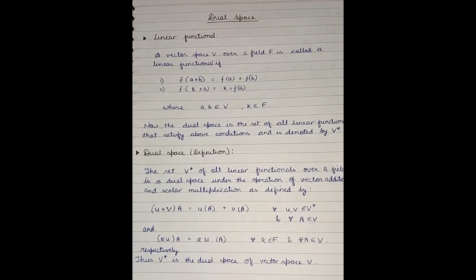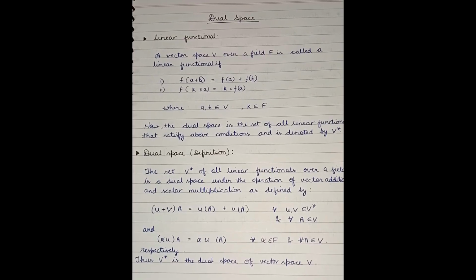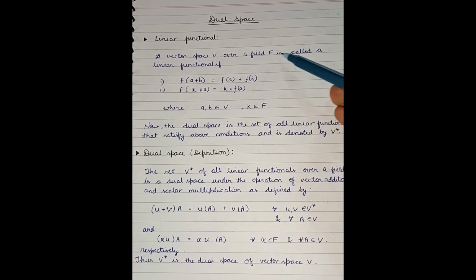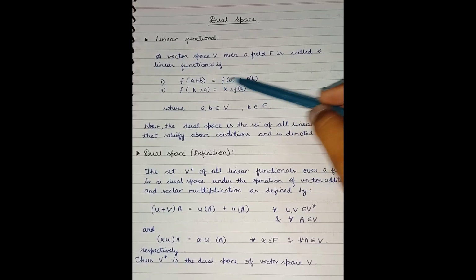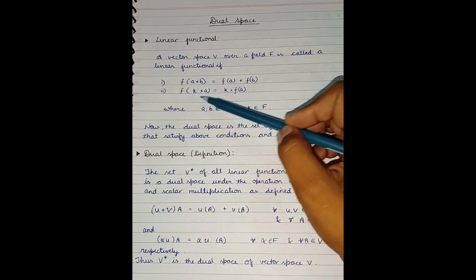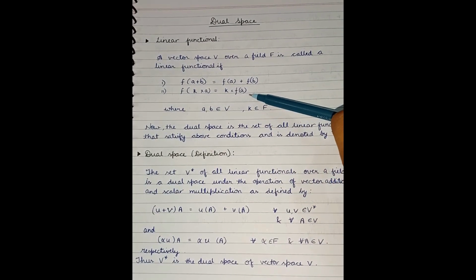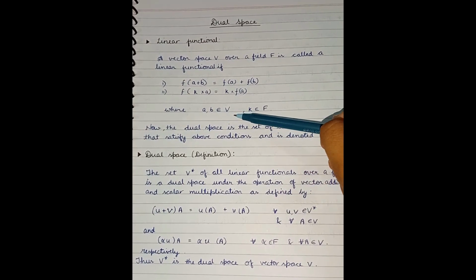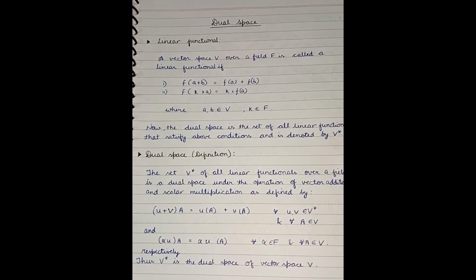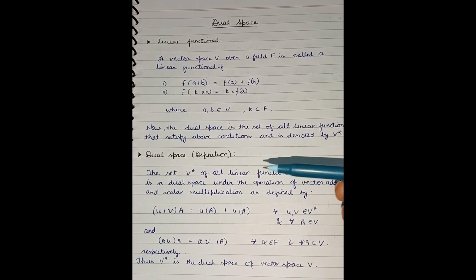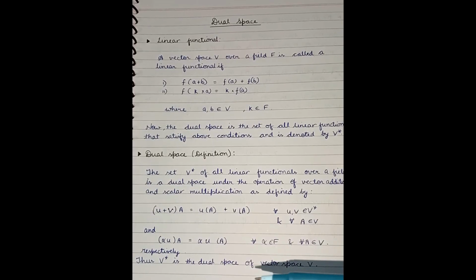Now, before moving on to dual space, we need to know one more thing, that is linear functional. A function f on a vector space V over a field F is called a linear functional if f(a + b) = f(a) + f(b) and f(ka) = k f(a), where a, b belongs to V, k belongs to field F. Now the dual space is the set of all linear functionals that satisfy these conditions and is denoted by V star. Now we move on to the definition of dual space.